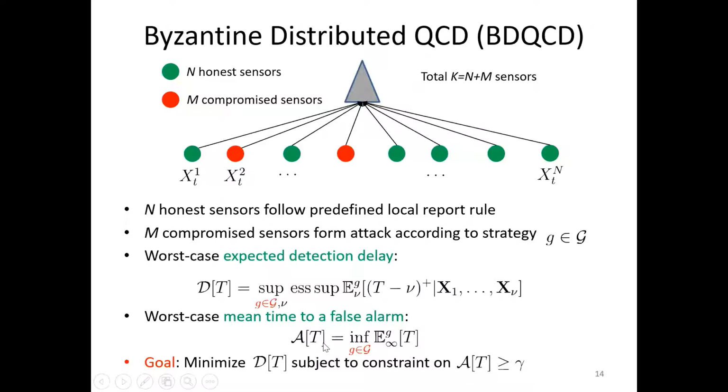You can see that the difference between this one and this one is that, since we are considering the worst case, we take the sup over all the G here, and we take the inf here. Because the compromised sensors would like to make the delay larger, and would like to make the mean time to a false alarm smaller. And this is the worst case, so we have to take sup here and inf here.